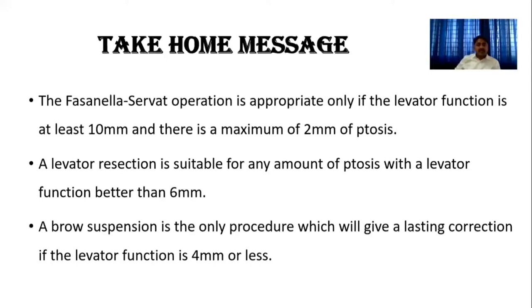The take-home message from all these procedures is that the Fasanella-Servat operation is appropriate only if the levator function is at least 10 millimeters and there is 1 or 2 millimeters of ptosis. In such a scenario, it is useful. A levator resection is suitable when the levator function is better than 6 or 8 millimeters. A brow suspension is the only procedure which will give a lasting correction if the levator function is less than 4 millimeters, as in case of congenital ptosis.